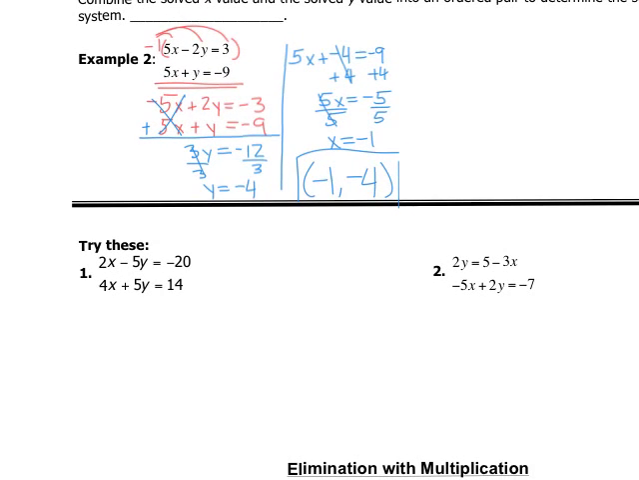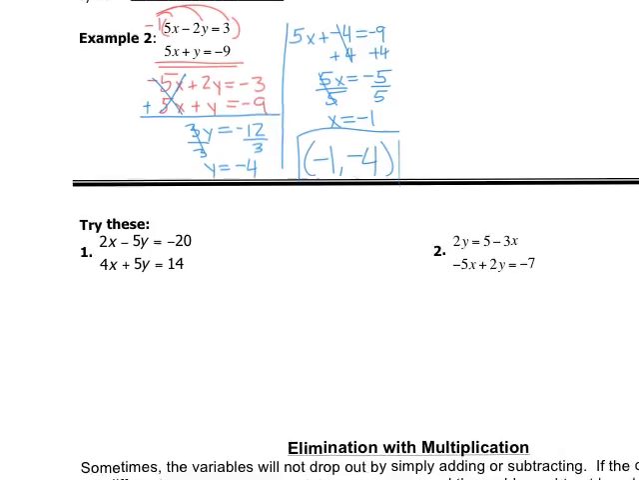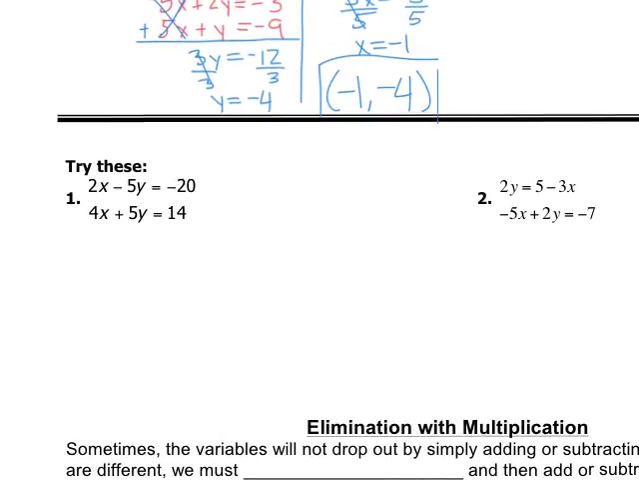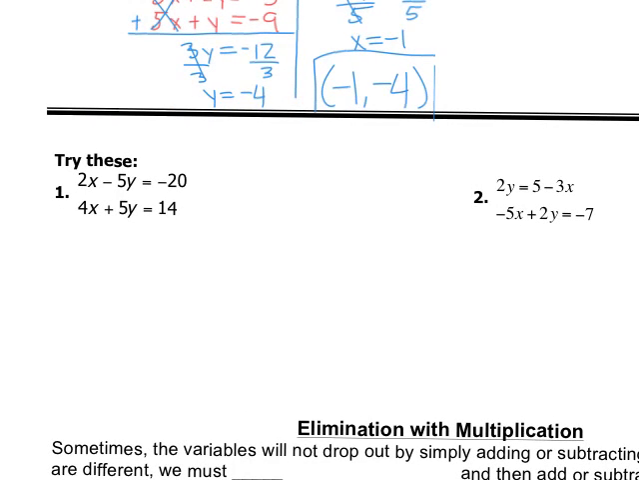Let's do both of the try these, but let me prep you a little bit on number 2. Remember, I kind of glossed over this. I said it quickly, but you may not have picked up on it earlier in the lesson. I told you that we have to make sure they're lined up: x's over x's, y's over y's, numbers over numbers. Number 1 is set up that way, so it's pretty straightforward. But can you see that number 2 is not lined up?